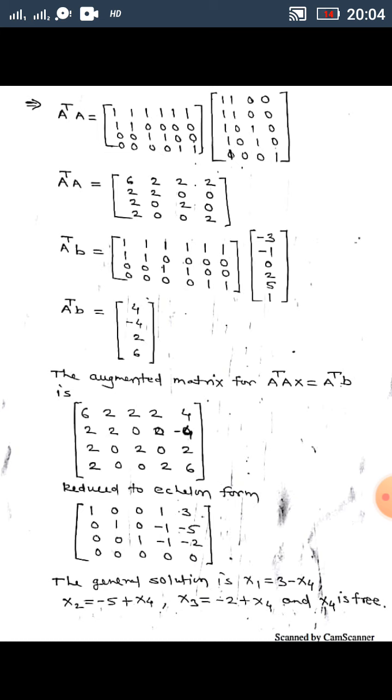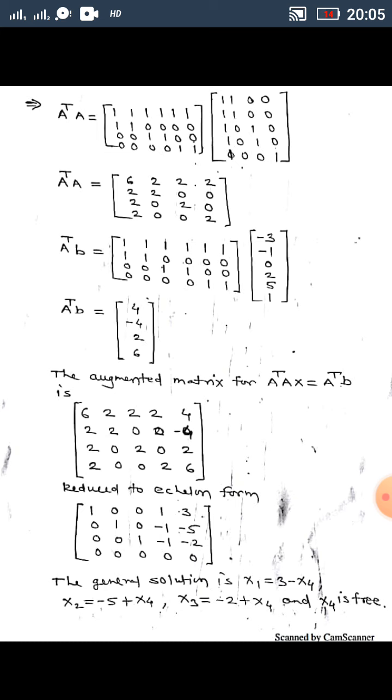So only the addition will be minus 1. Sorry, that is 0, 2 into 1 is 2, that is fourth element to fourth element multiplication, 1 into 2 is 2, that much remains only. So 2 will be the third element. Now the fourth element: 0 into minus 3 is 0, 0 into minus 1 is 0, 0 into 0 is 0, 0 into 2 is 0, 1 into 5 is 5, 1 into 5 is 1, 5 plus 1 is 6, which will be the last element. So A transpose A is 4 minus 4 2 6.